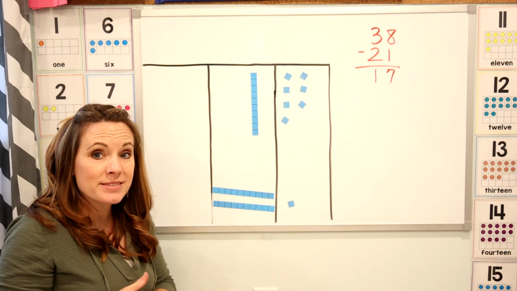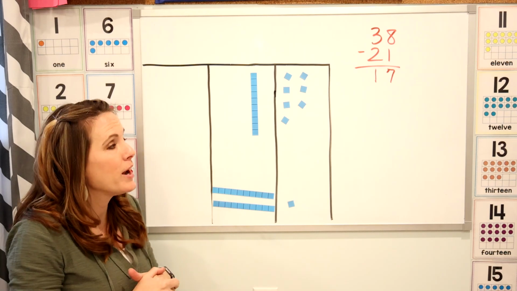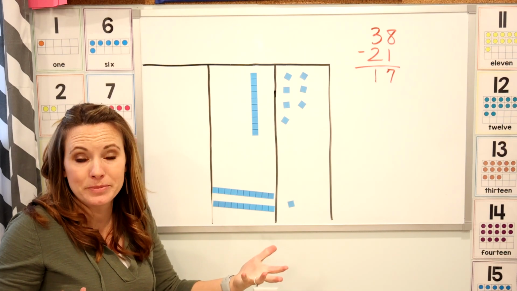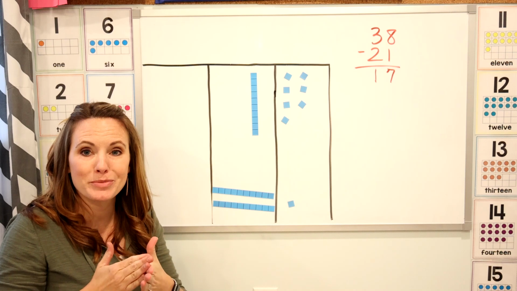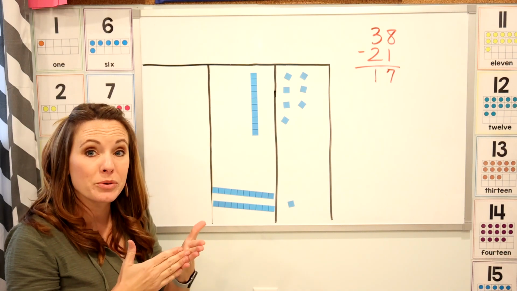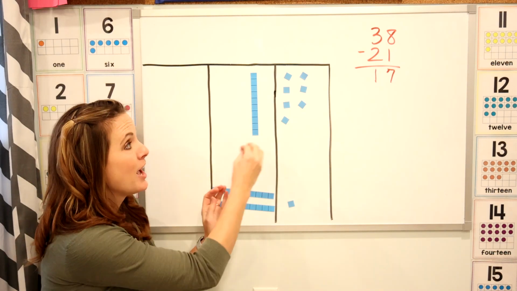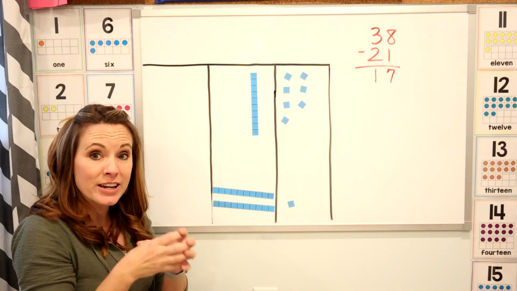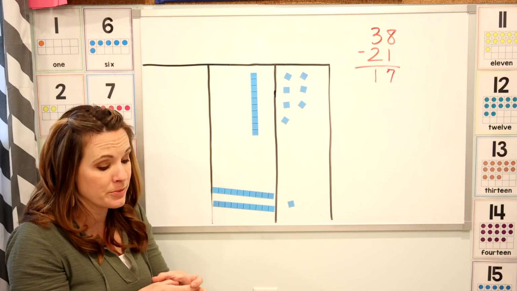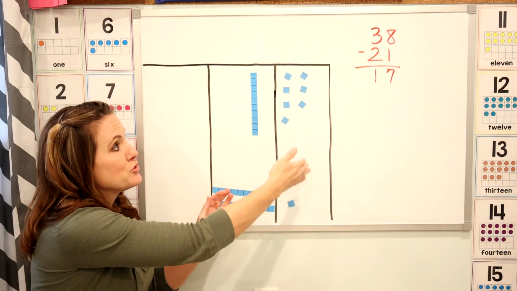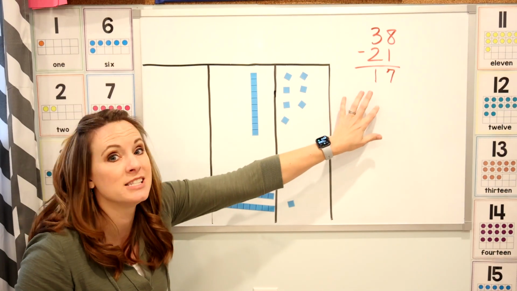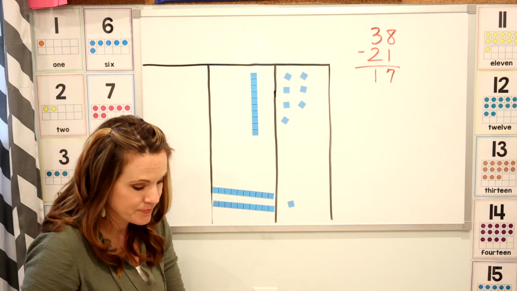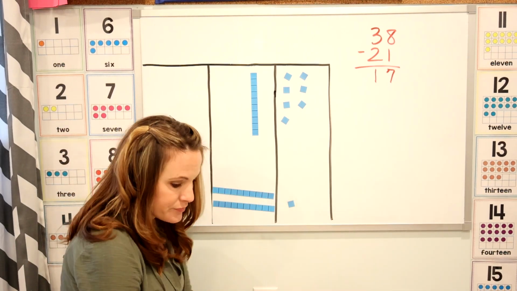So what happens when it does matter? What happens when we need to regroup or rename? If you remember from the previous video, regrouping is the physical action of moving those blocks or place value chips and exchanging them for something of equal value, whereas renaming is what you're doing to the actual digits when you subtract. So let's try another one.